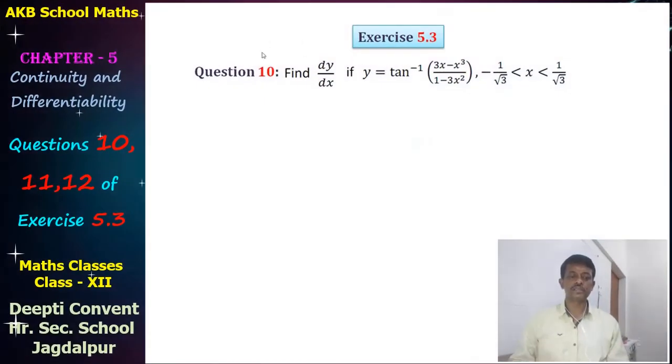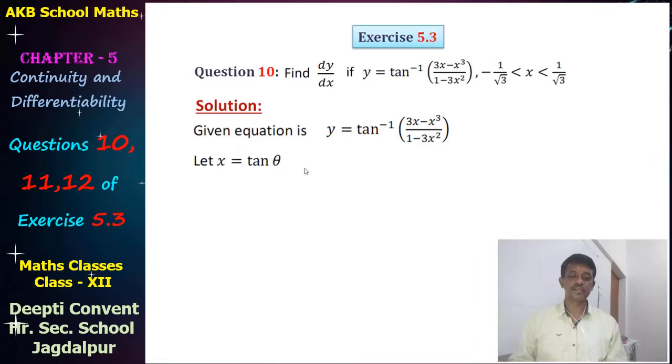Question 10 of exercise 5.3. Here also find dy by dx where y equals tan inverse of 3x minus x cube upon 1 minus 3x square. That means if you take x equal to tan theta, then this will be tan 3 theta, a trigonometric formula. So let us find the solution. Given equation is this. Let x equal tan theta, then theta equals tan inverse x. Also we get 3 tan theta minus tan cube theta upon 1 minus 3 tan square theta. This is tan 3 theta, you know from trigonometry.